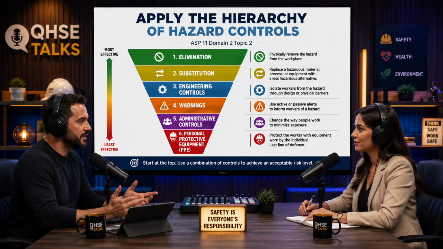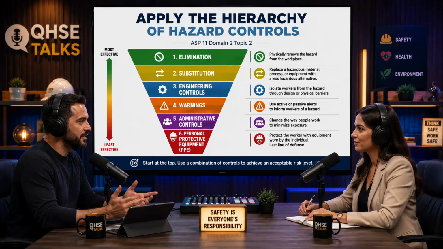And if we actually look at the official ASP exam blueprints, Domain 2, which covers safety programs and concepts, makes up a massive 25% of the entire exam. Yeah, a full quarter of your overall score. It's huge. One quarter of your score relies on understanding this framework. So you cannot pass the exam, and frankly, you cannot effectively protect workers in the field without having the hierarchy of controls encoded into your operational DNA. It has to be second nature.